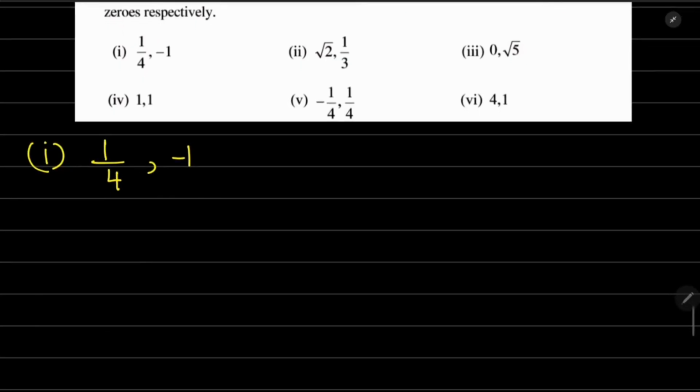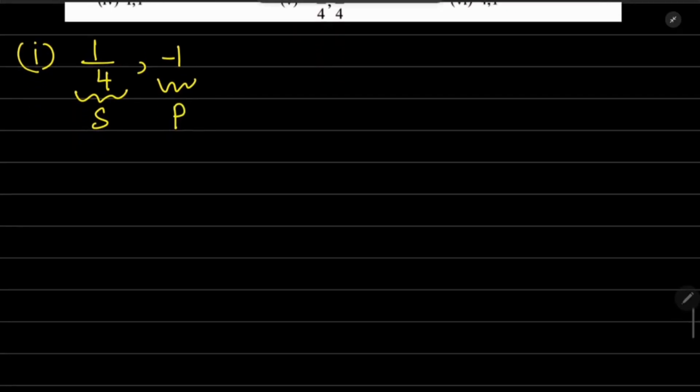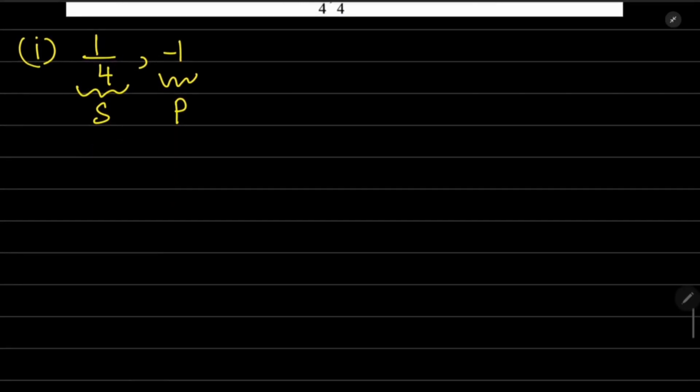It's again very, very easy. 1 by 4 comma minus 1. So what is 1 by 4? It is the sum of the zeros. And what is minus 1? It is the product of the zeros. There is a formula, provided you know the sum and product of the zeros, you can easily find out the quadratic polynomial using this.